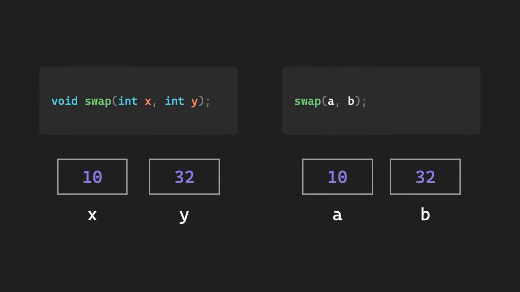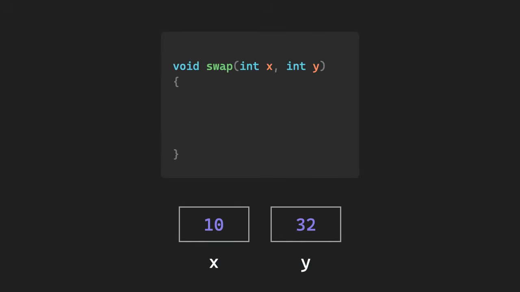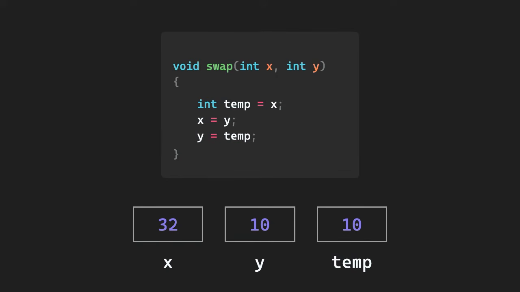This method of passing variables to a function, where the values of arguments are copied into parameters, is called pass by value. Let's get inside the function and see what's happening. It's initializing a local variable called temp with the value stored in x. So 10 will be stored in the new 4 bytes allocated for temp. Assigning the value of y to x, so x will have 32. Assigning the value of temp to y, now y will have 10.